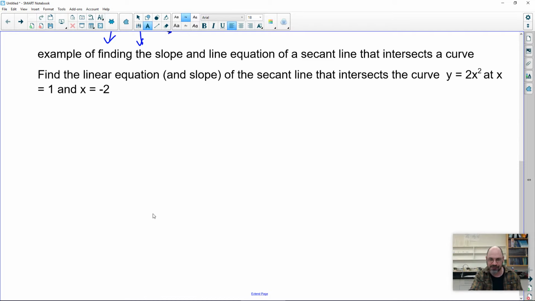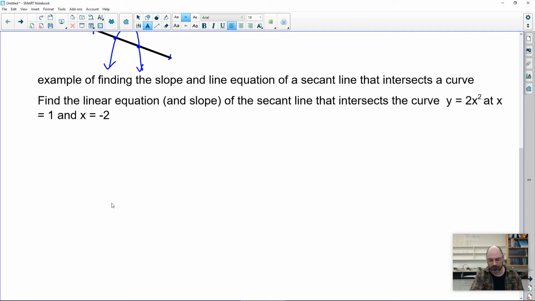Okay, so let's do a little quick sketch. If I take my marker and make the curve, this is a parabola because it's got an x squared term in it. We don't have to make an exact copy or exact graph of it. So let's draw our little graph for 2x squared, something like this. Then we're going to have our secant line going through here at two points.